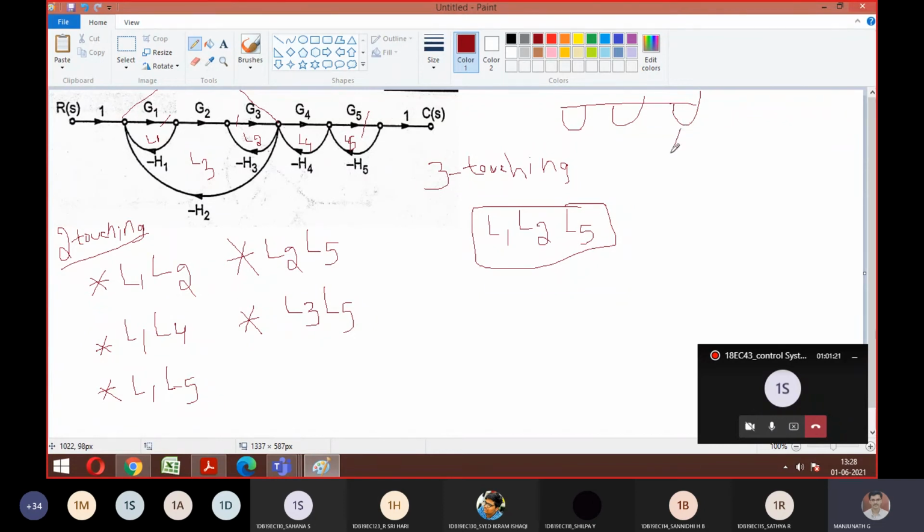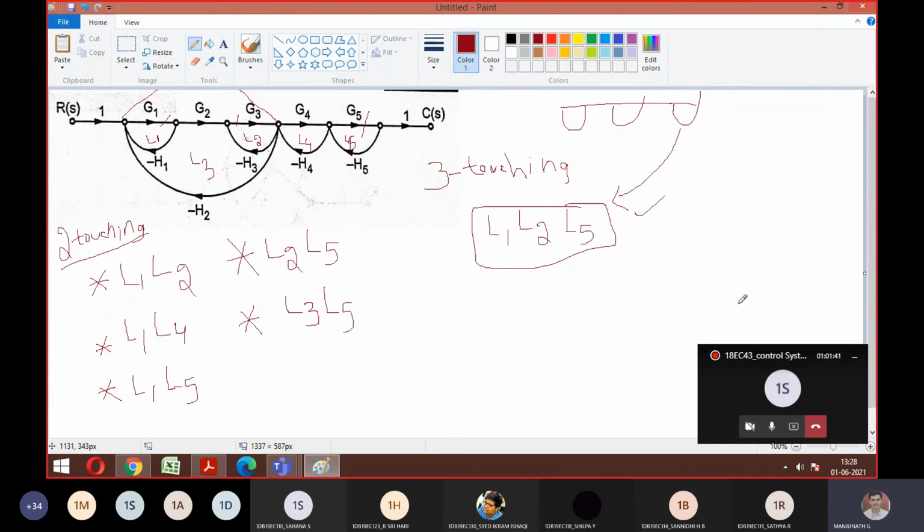Yes, sir. So that is what L1, L2, L5. If it goes other combination, L1, L2, L5 is already over. If you take L2, L3, L4 touching, L2, L3, L5 also touching, then L1, L4, L3 also touching. So all possibilities you are rectified. So left out is this much.